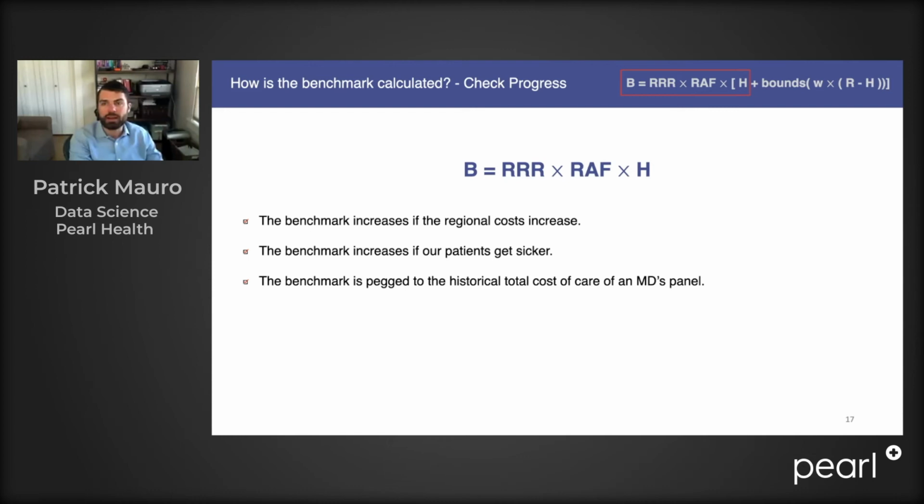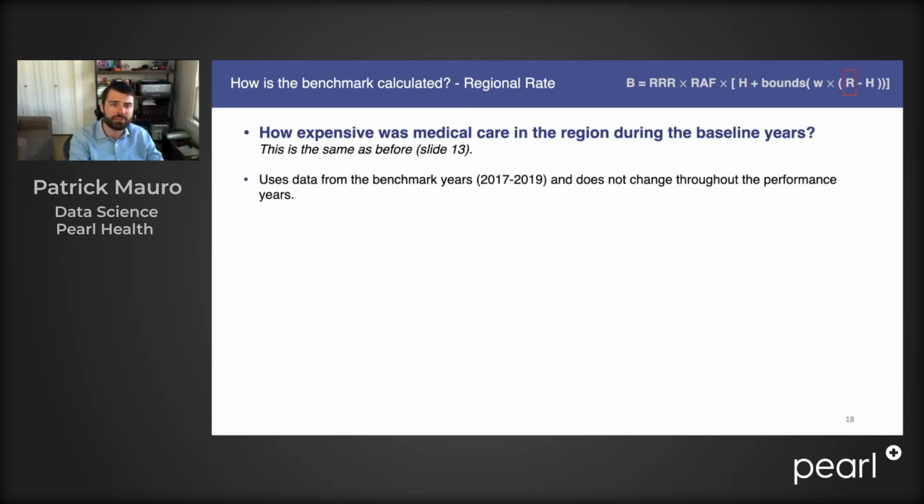Cool. All right, so now we're going to get into the rest of the terms on the right-hand side of the equation. So now we're back to this R term. This is just the regional rate from a couple of slides back, from slide 13. So again, how expensive was medical care in the region in which the panel exists during the baseline years? This is important to know: this uses data from 2017 to 2019. It doesn't change. In 2025, we're still using the same value of R here.